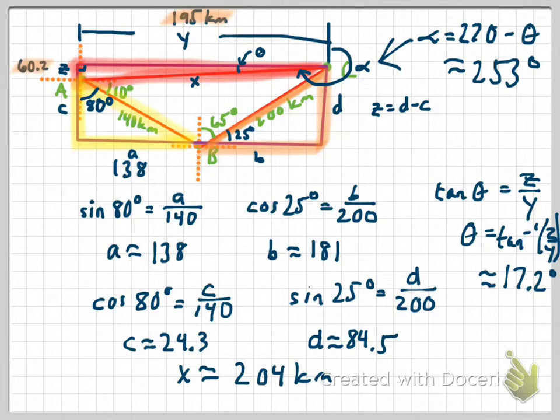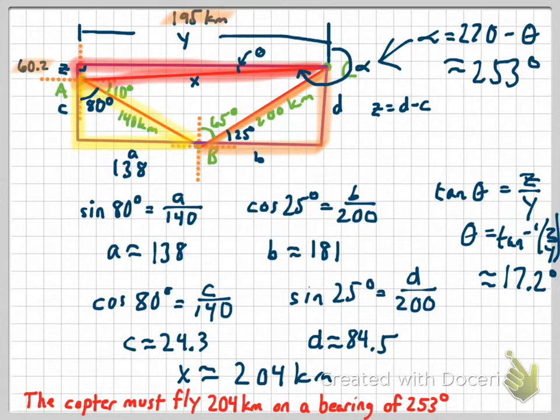All right, so let me summarize then. The copter must fly 204 kilometers on a bearing of 253 degrees in order to return from city C to city A. All right, you can see how that gets a little complicated, but you're also noticing how we're just using right triangles to be able to solve some real world problems, honestly.